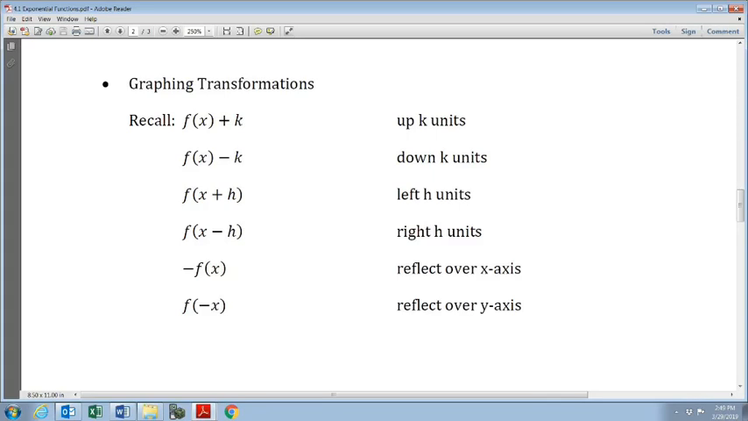Alright, before we get started on the graphs that we're going to be doing, I just want to remind you about how we do the graphs of transformations. So let's look at an example here, f of x equals x squared, which we know is the graph. If we graph it, we get a parabola.